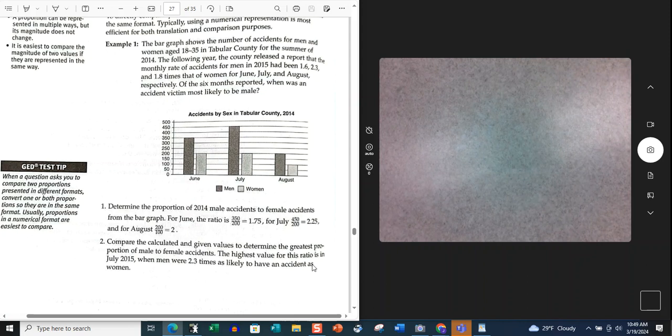Compare the values to determine the greatest proportion of male to female accidents. The highest value for this ratio is in July 2015, in which men were, now they rounded this 2.25 to 1 decimal place, to the 10th place, so it became 2.3 with rounding. 2.3 times as likely to have an accident as women. So it would be July.